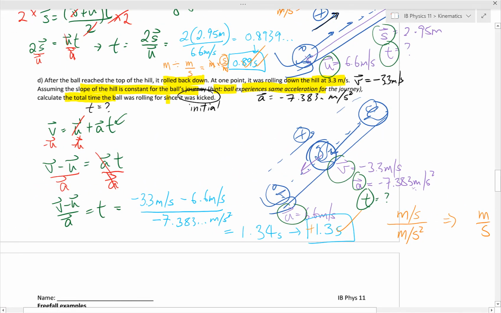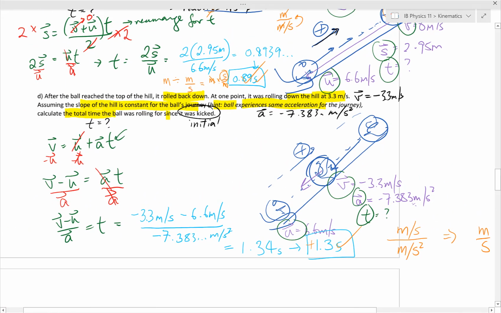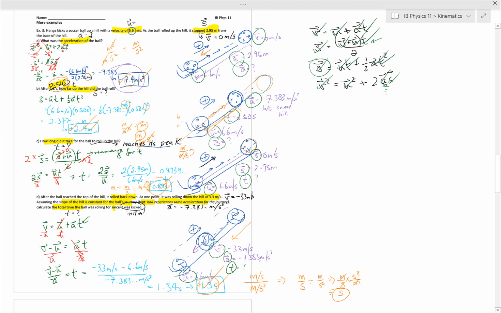As for the value of 1.3 seconds, we expect this value to be larger than the 0.89 seconds because the ball has reached the top and rolled back down already, meaning the time is longer, and yes, it is. So that's our check for this problem. Here we go. This is the example, and we've touched on every single kinematics equation.